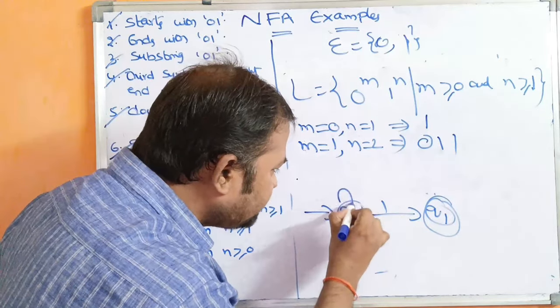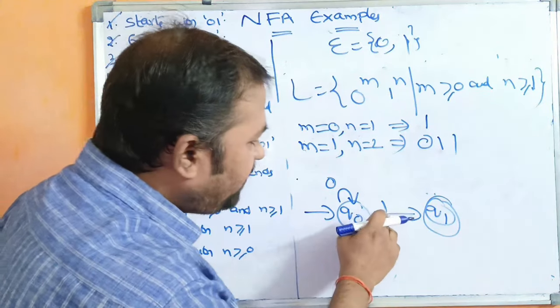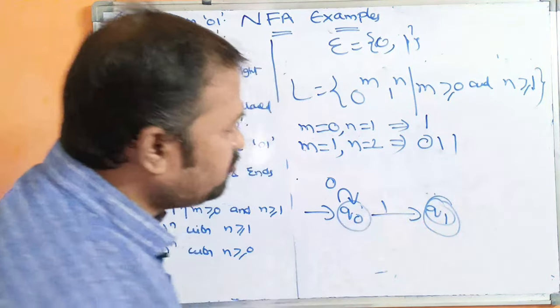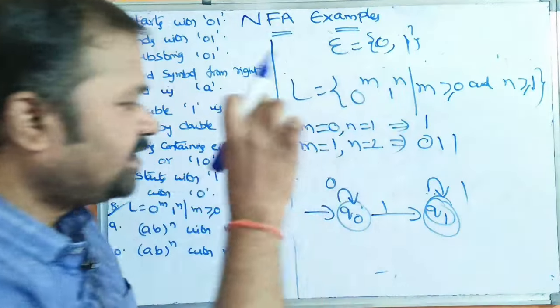So if we apply 0 on Q0, then we will be at Q0 state only. If we apply 1 on Q0, we will move to the Q1 state. Next, if we apply 1 on Q1, then we will be at Q1 state only.